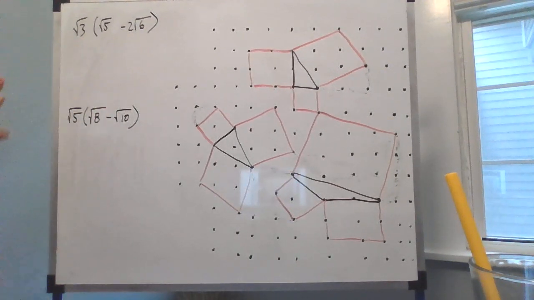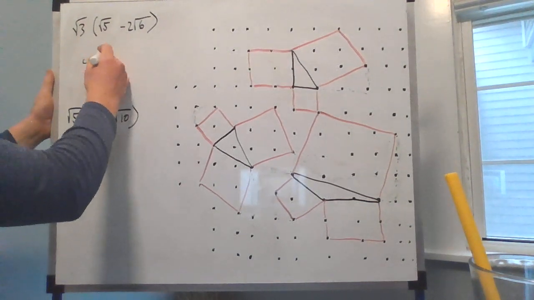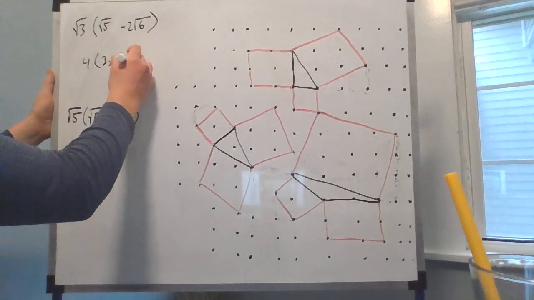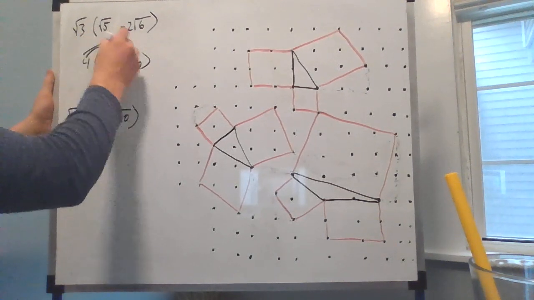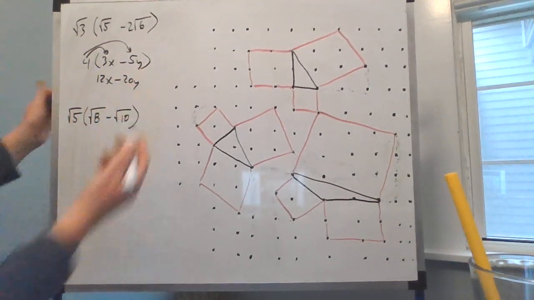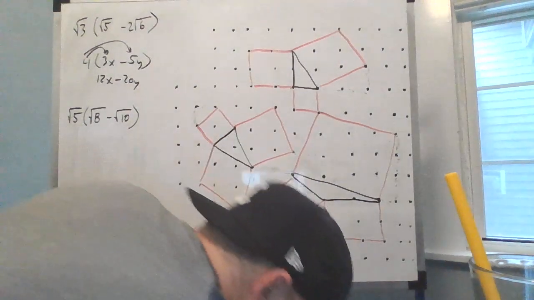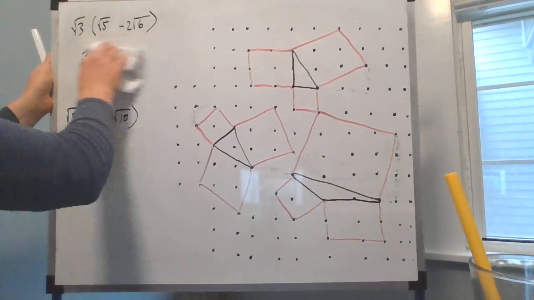But you'll see some stuff like this in today's work as well, so don't get daunted or scared by seeing parentheses. If I had asked you to do 4 times (3x minus 5y), you would just distribute. You would multiply 4 by 3x, and 4 by 5y, and this would be 12x minus 20y, and you'd be done. Well, doing the same thing, just follow the rules of radicals.